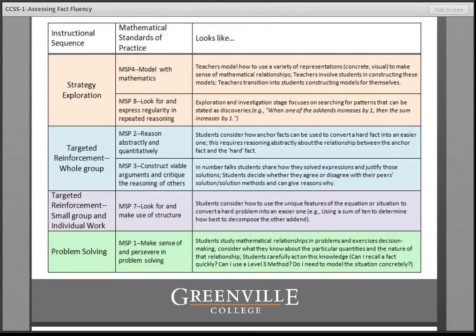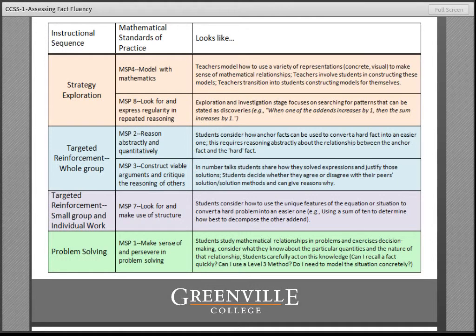During the strategy exploration, you are modeling how to use visual representations to elicit an idea or an aha about the way numbers work, and the students are then also using concrete materials to explore this idea. In the process, they're looking for patterns that they can basically employ to try to make hard problems easier. They're learning how to reason abstractly and quantitatively using hard facts and figuring out how the hard facts are quantitatively related to an easier fact that they already know and what kinds of adjustments and compensations they need to make.